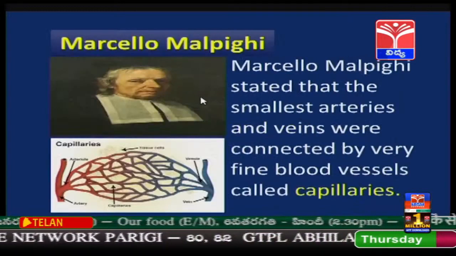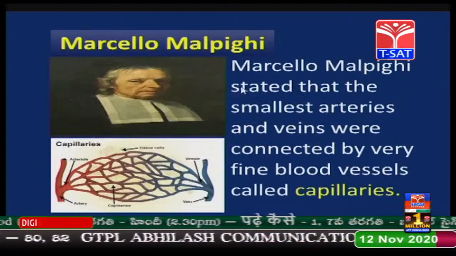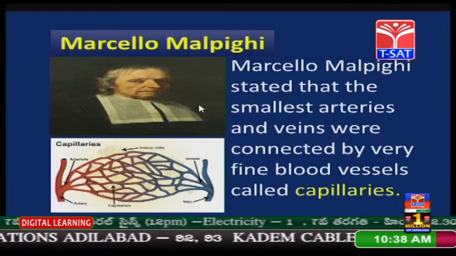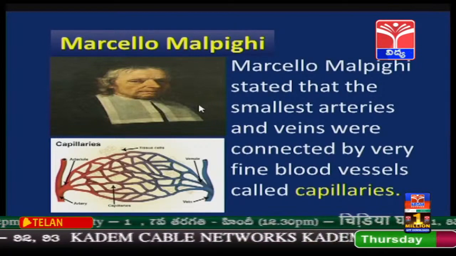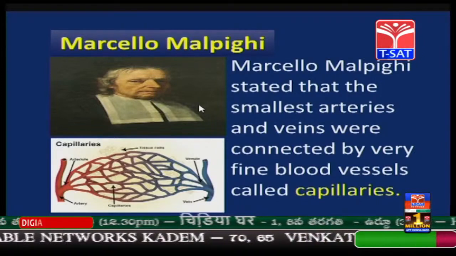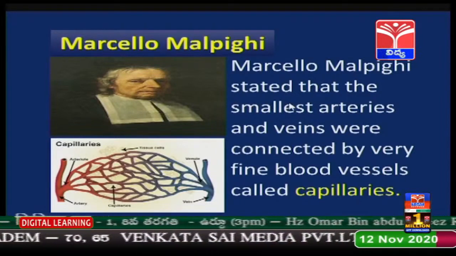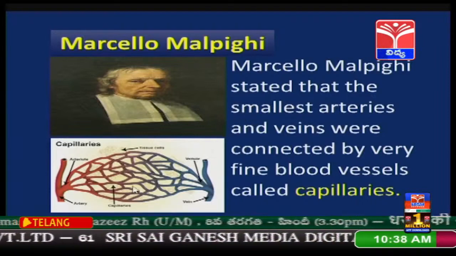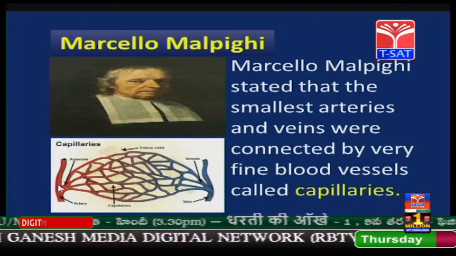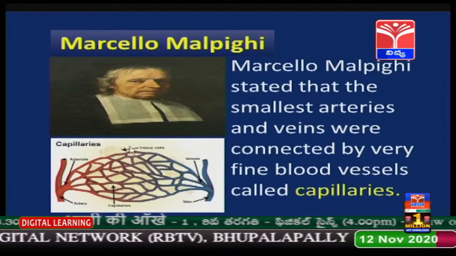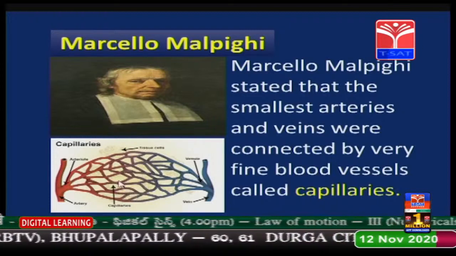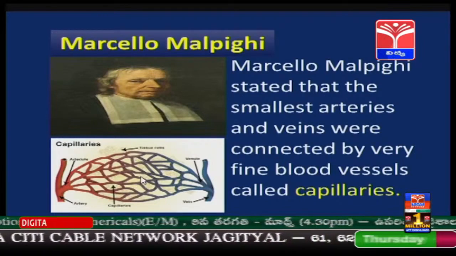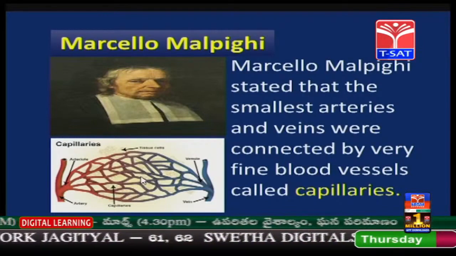In 1661, after Harvey's death, Marcello Malpighi studied the wings of bats. He noticed that the finest small arteries and veins were connected by very small blood vessels. He called those blood vessels capillaries. Children, observe the picture here. The smallest arteries, arterioles, are connected to the smallest veins by small blood vessels called capillaries. In Latin, capillary means hair, because they are very thin like hair.